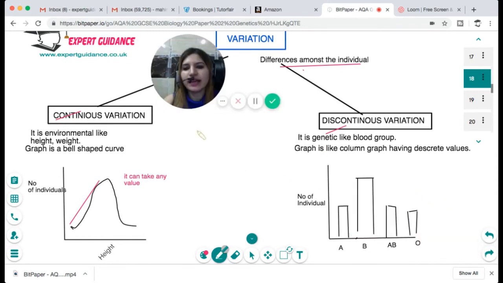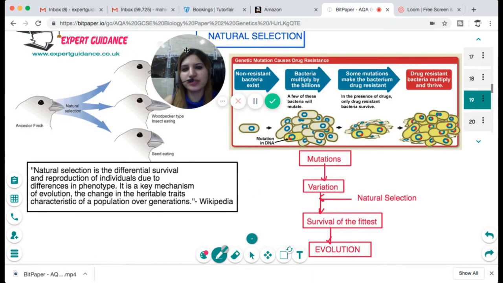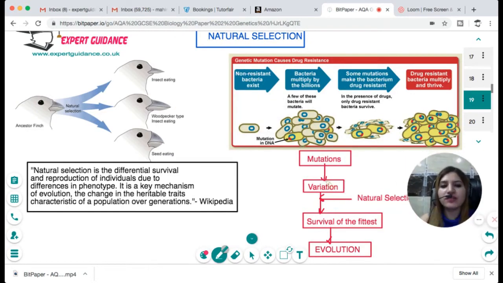On the other hand, if I try to plot the different blood groups in your class, I can only get four sets: A, B, AB, O. Since blood group is genetic, it can take only fixed values. This kind of variation is known as discontinuous variation. So discontinuous is genetic, whereas continuous is environmental. Continuous can take any value, whereas discontinuous can take discrete values. Now, since we know there is variation, there is something called natural selection.